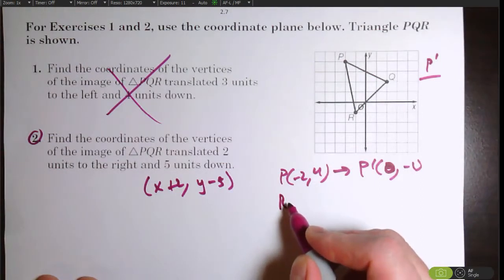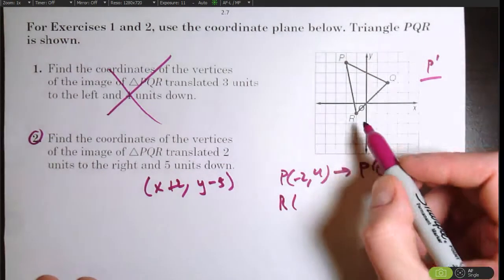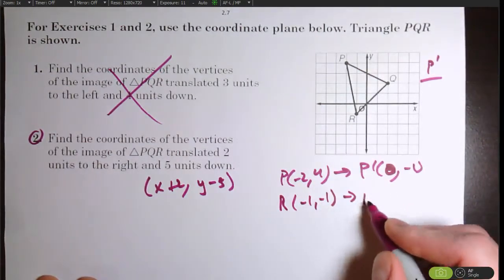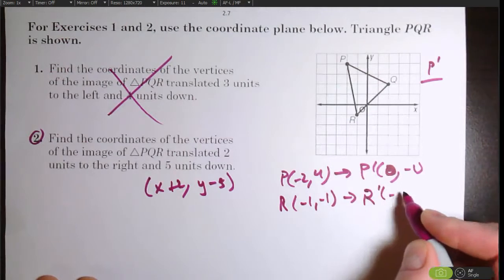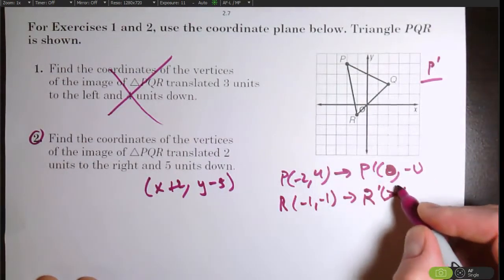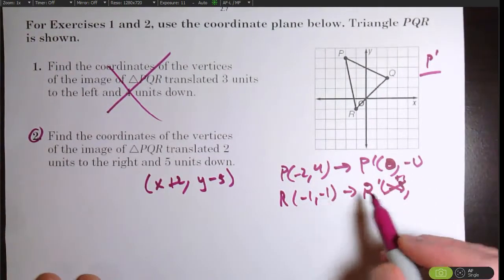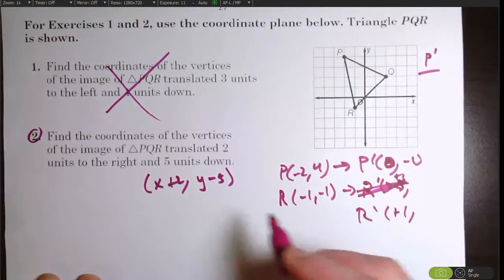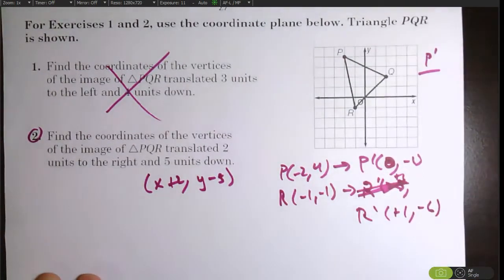R is at -1, -1. So subtract 5 from -1, it's -6, and add 2 to -1, it's +1. That's terrible looking. So R prime is at 1, -6.